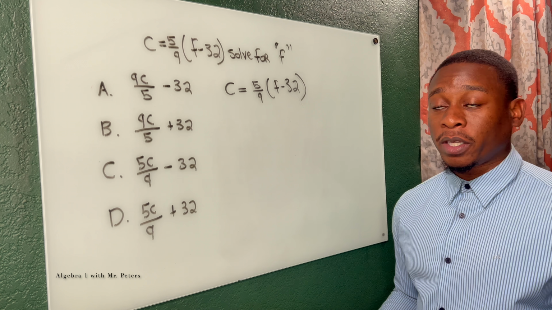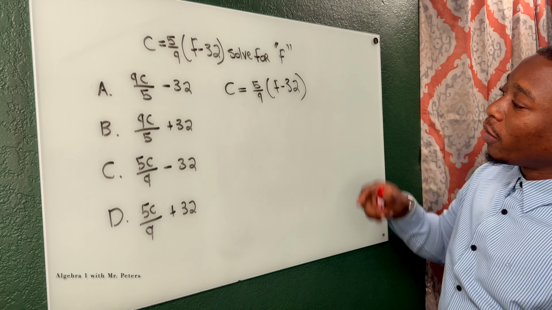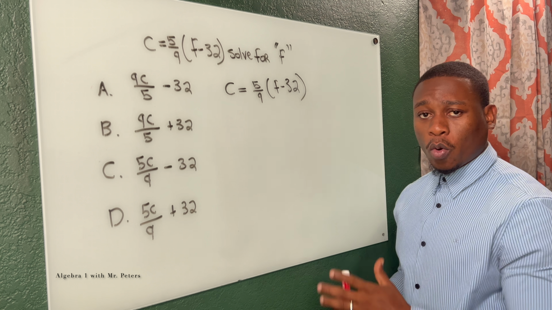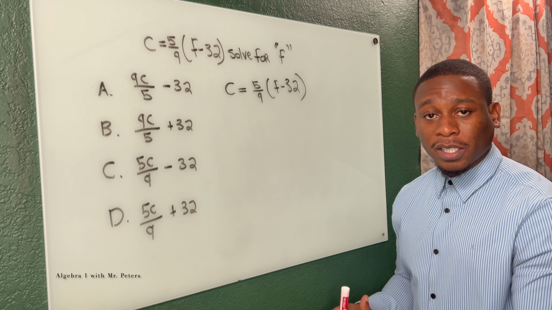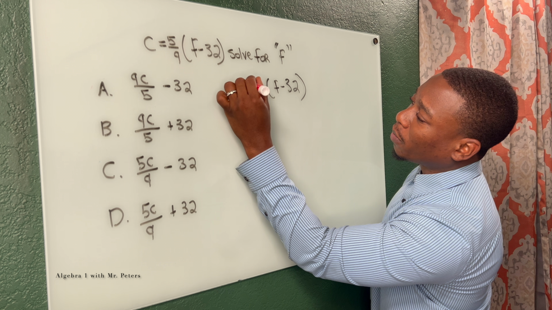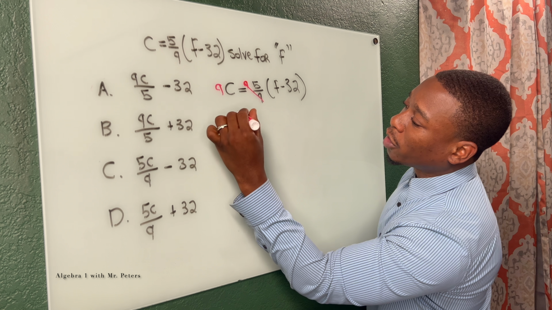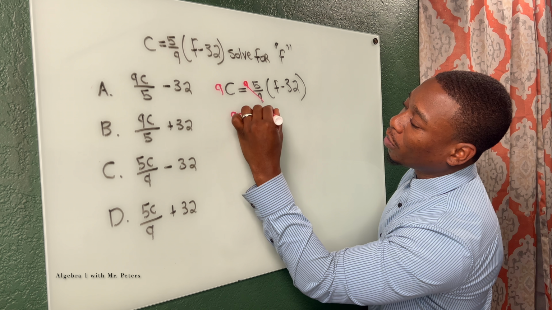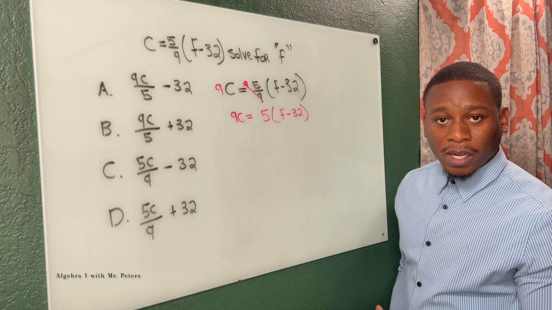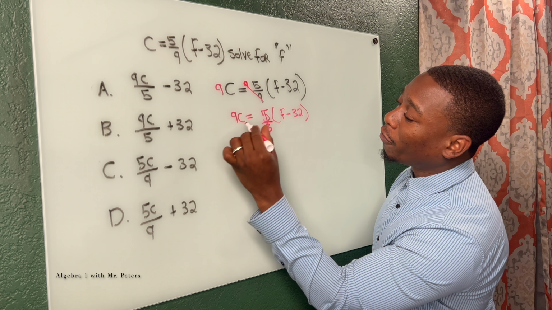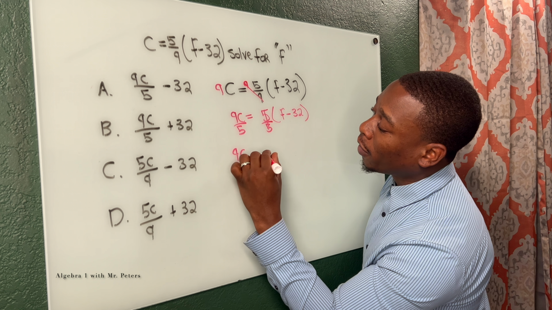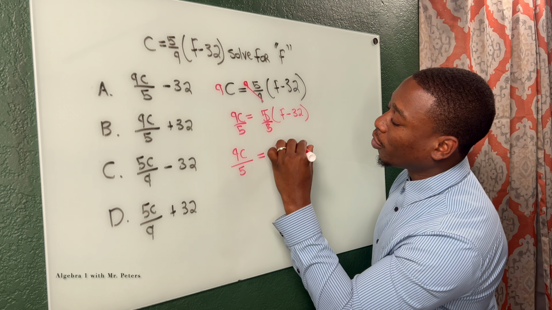Next problem now, family. We have this equation right here, and they want us to solve for f. But before we could split what's inside parentheses, we always have to isolate it on the side of the equation. So we need to move this. So what I'm going to do is multiply by 9. So now I have 9 times c is equal to 5 times f minus 32. Right? Next step, we could divide by 5. And now we have 9 times c over 5 is equal to f minus 32.